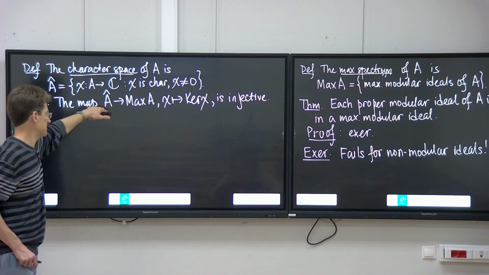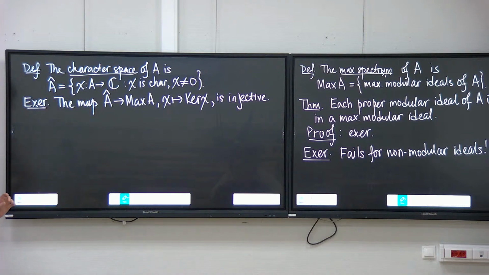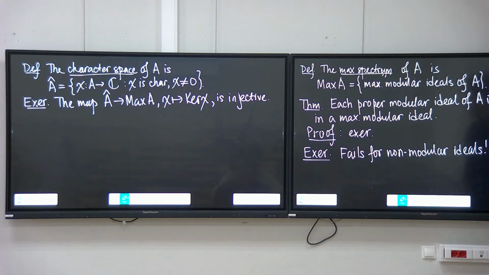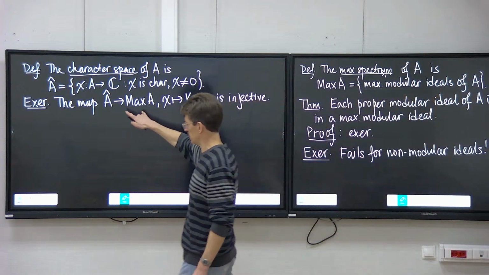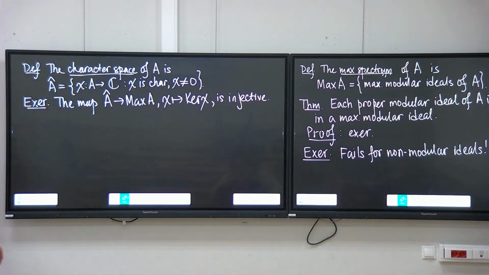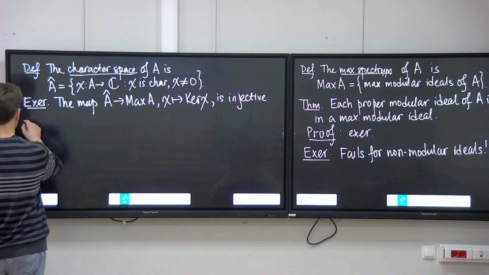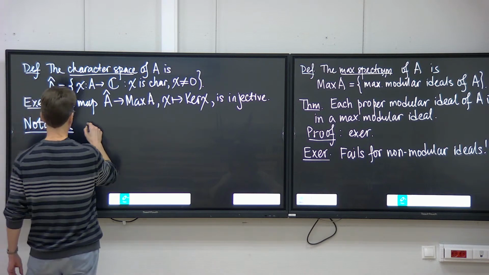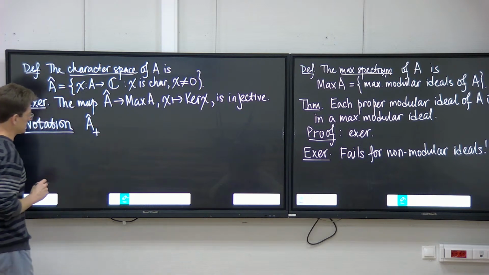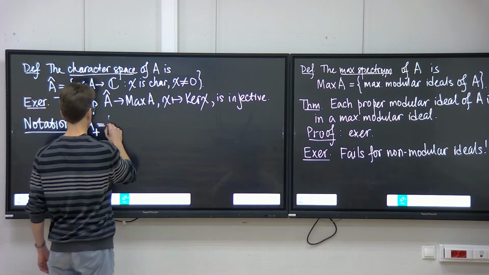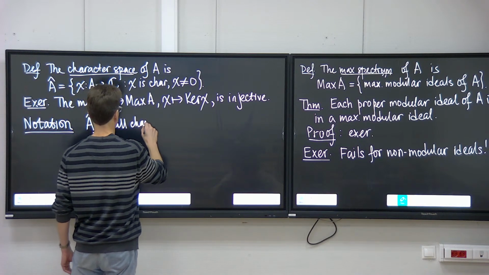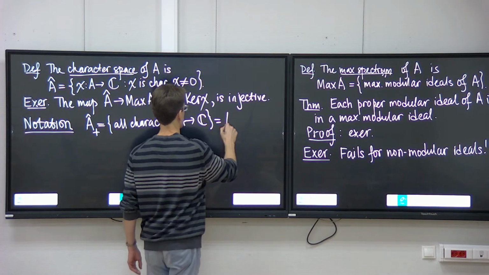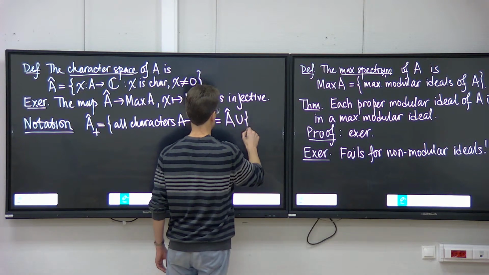So far this set doesn't contain a zero character, but we will add it shortly to a hat. In fact, to work with these sets, it's convenient to enlarge them a little bit to add a single point. So, let's introduce some notation. We denote by a hat plus the set of all characters, including 0. So in other words, this is the union of a hat and the 0 character.